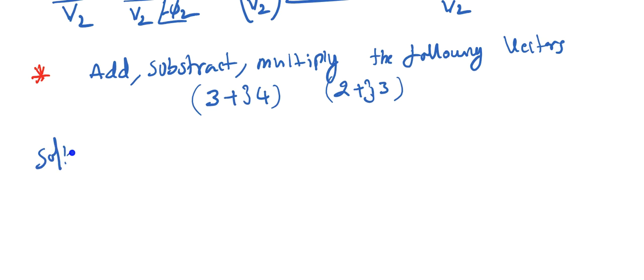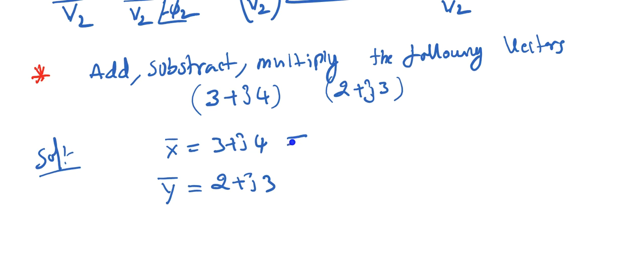I will name this the x vector. X vector is 3 plus j4. So this is in rectangular form. I can also convert this rectangular form into polar form as well, isn't it? So how will you convert this one? You know. So I can convert this into a polar form.